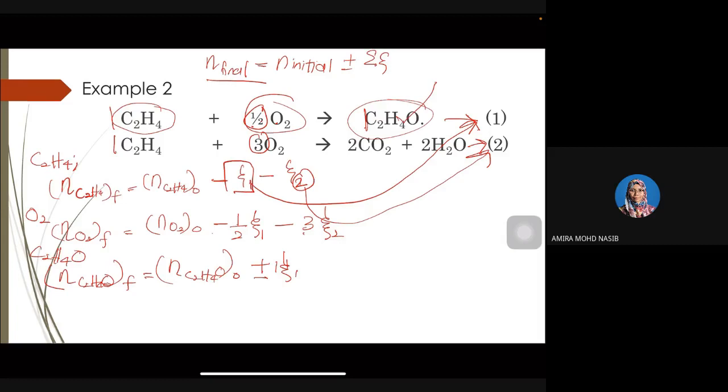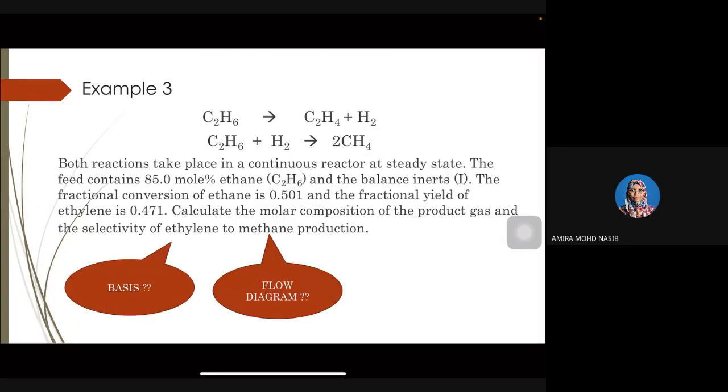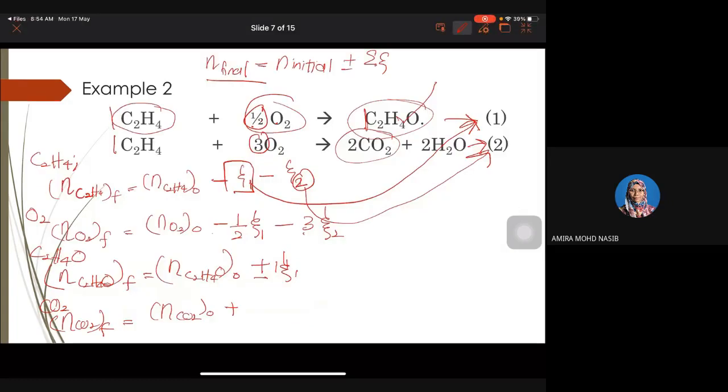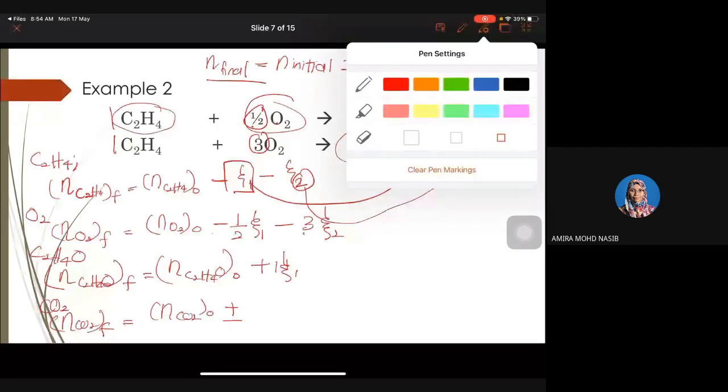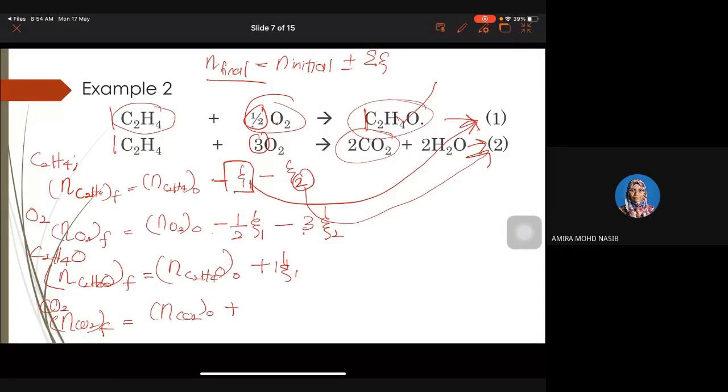Okay, so we try again for CO2, carbon dioxide. So final moles of CO2 equal moles of CO2 at the beginning plus, since it's a product, plus how much? Look back at the coefficient, plus 2 extent of reaction 2. Okay, since no CO2 will be produced in the first reaction, we only focus on the second reaction.